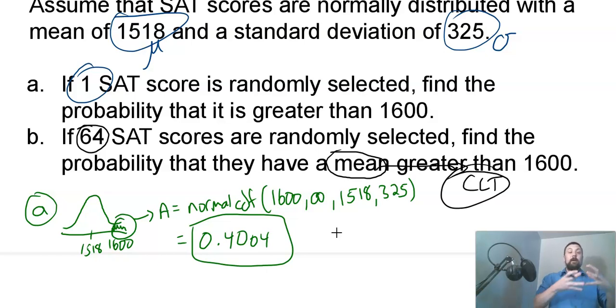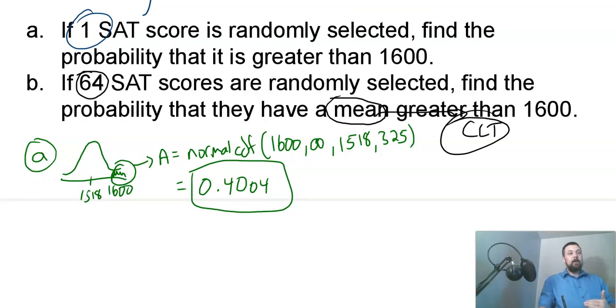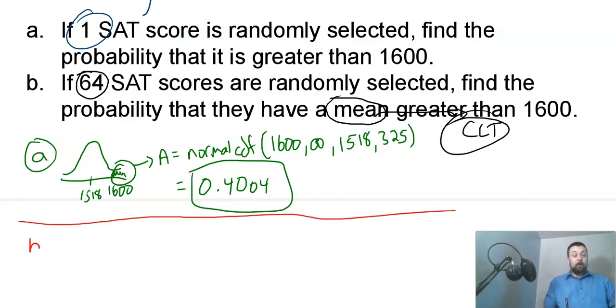And the central limit theorem tells you how to adjust, how to convert your mean and standard deviation from the original data set so that it gives you the mean and standard deviation of your new data set, which is the means of the original data set, right? From samples of size 64 in this case. So the central limit theorem tells us how to convert our original set of data into the set of data involving the sample means, which is what part B is asking us to find a probability about.